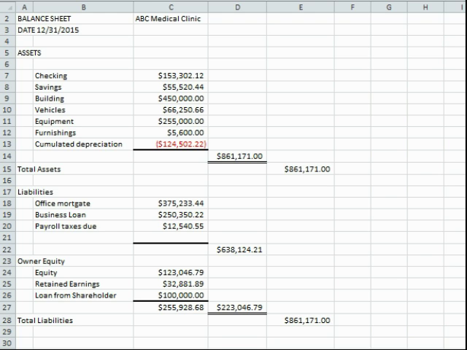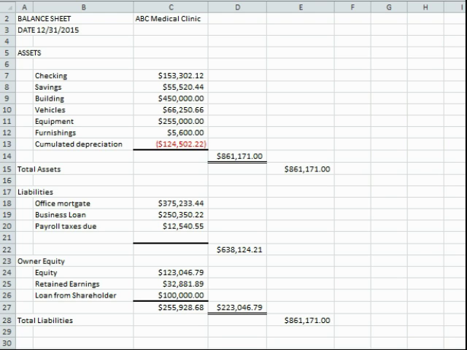Looking at the equities, the equity of the business is $123,000. Retained earnings is the amount of money gained from the previous period. And loans from shareholders is that you invested $100,000 in the business when you started. So the owner equity is $223,000. The total liabilities and equity is $861,000, which balances with the assets.